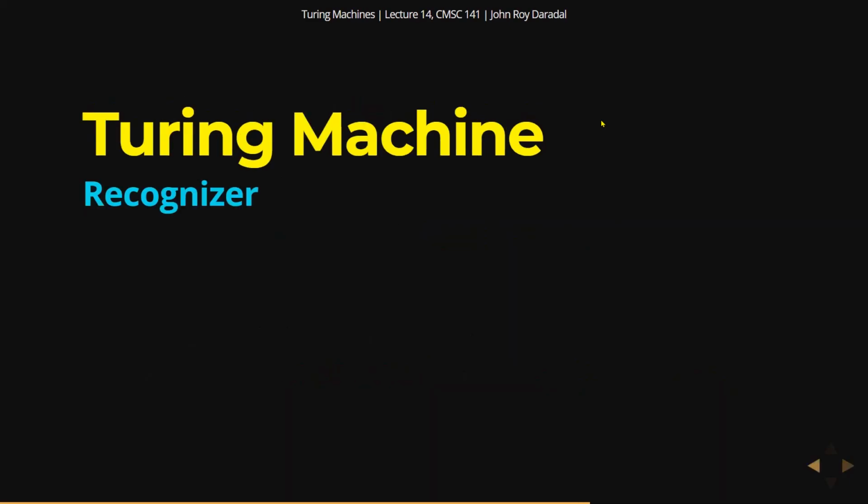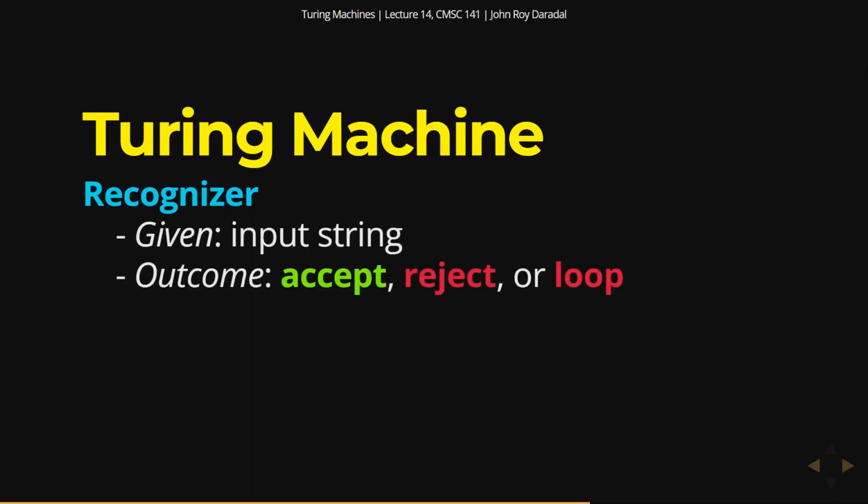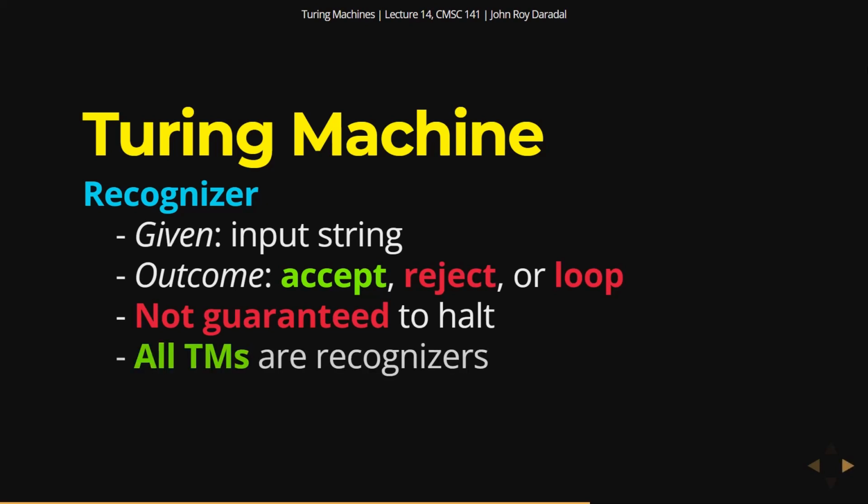Now, let's talk about the two different types of Turing machine. So first is the recognizer. The recognizer is given an input string, and the recognizer will either accept the input string, reject the input string, or stay in an infinite loop. Okay, so the recognizer is not guaranteed to halt because one of the outcomes is that it will keep on looping forever. So all Turing machines are recognizers. Turing machines in general are not guaranteed to halt, or to stop.